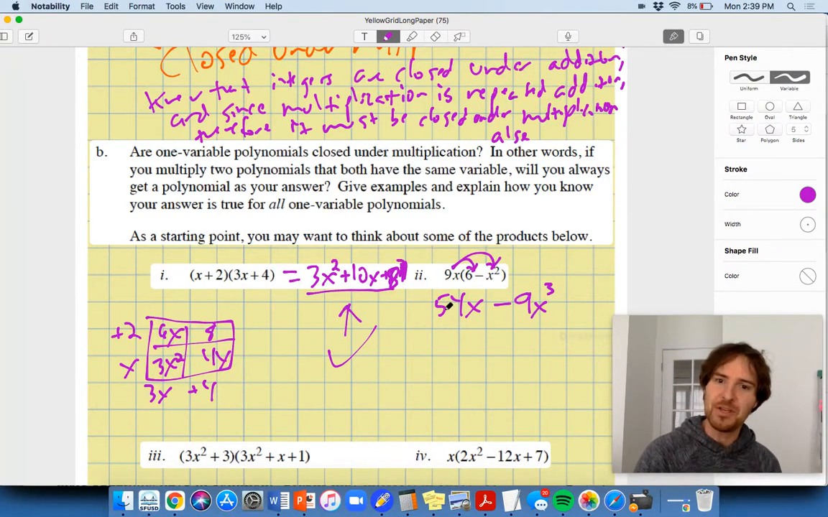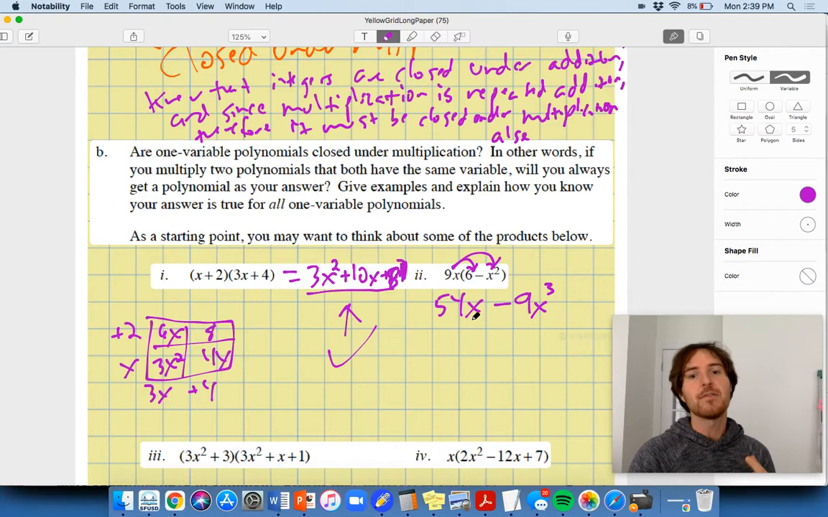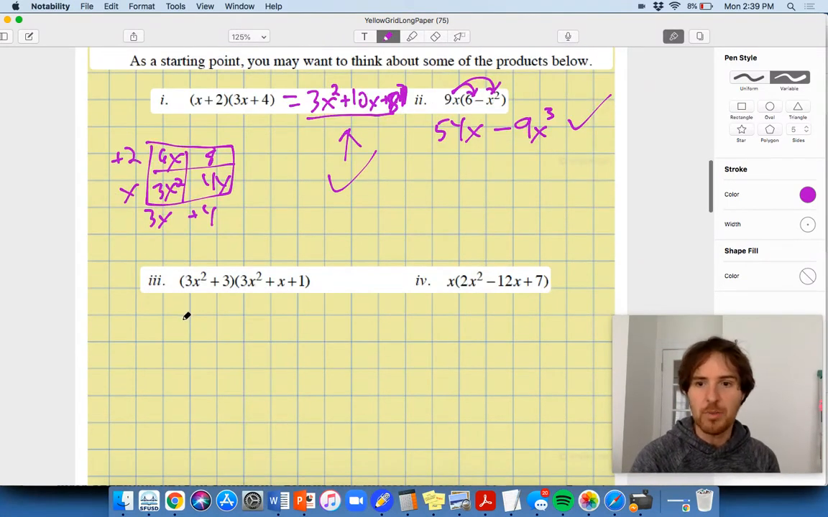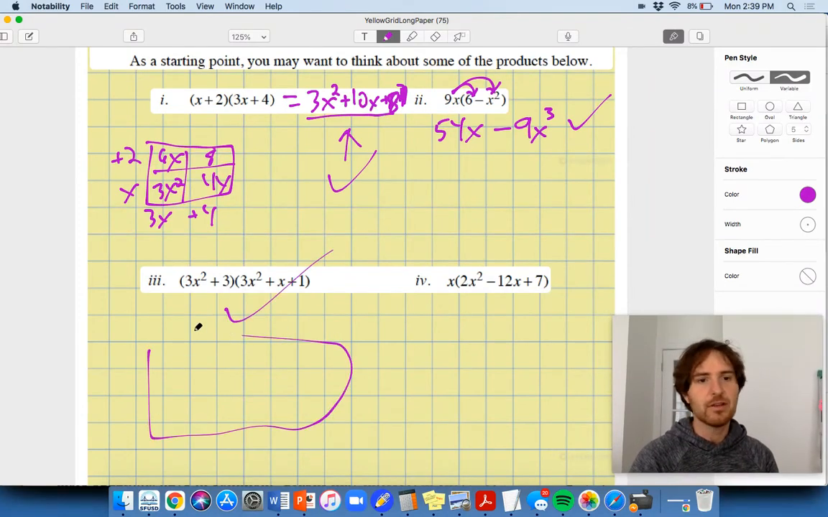Okay, is that a polynomial? Well, sure it is. This is a binomial. 54x, that's a term. Negative 9x cubed, that's another term. Terms are separated by pluses or minuses. That's a polynomial. Is this going to be a polynomial if we multiply the whole thing? Yes, it is, okay? I might as well practice it.